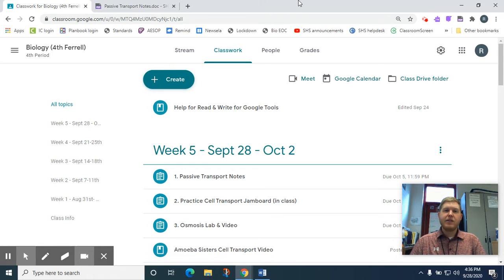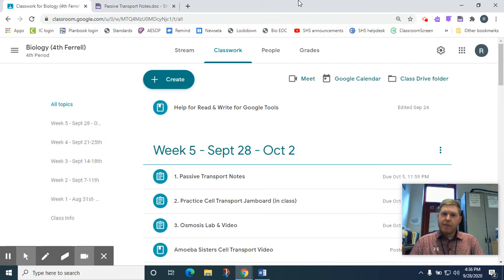Just like the organs in your body, the cell has organs. They're not called organs, they're called organelles. They're just tiny versions of organs. We talked about those last week. So this week, we're going to be focusing on one of those specifically, the cell membrane.